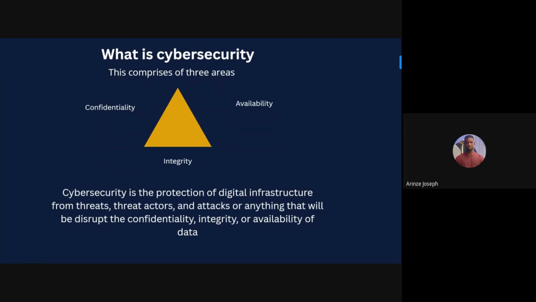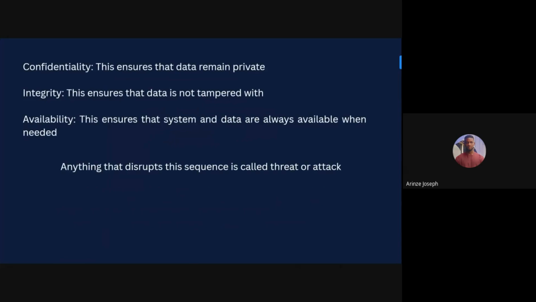So cybersecurity is the protection of digital infrastructures from threats, threat actors, and attacks, or anything that will disrupt the confidentiality, integrity, or availability of data. Now, let us understand what these three things mean.